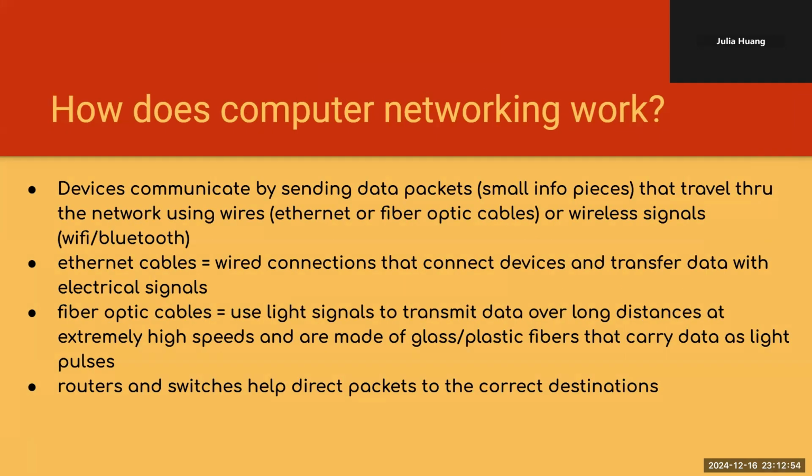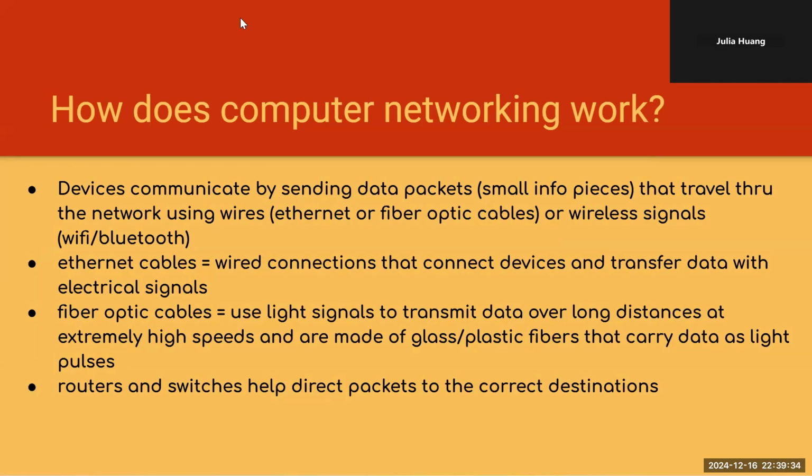So how does computer networking work? Devices communicate by sending data packets, or small information pieces, that travel through the network using wires, like Ethernet or fiber optic cables, or also wireless signals like Wi-Fi or Bluetooth.